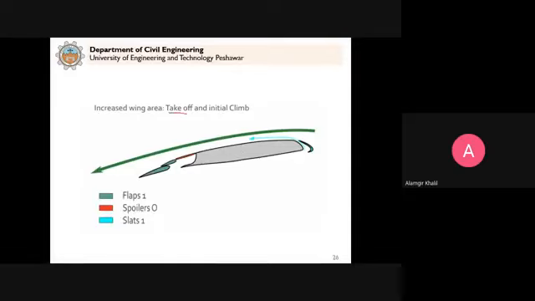During takeoff and initial climb, you can see this will be the situation. The air flows through these slots, which we saw earlier, and it will avoid the boundary layer separation and reduce the drag force. So it will help the aeroplane to move upward in the air. During takeoff, we minimize the drag force. You see here, the air will flow here and avoid boundary layer separation to reduce the drag force.